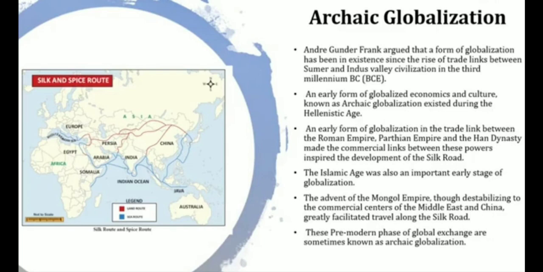Okay. This archaic globalization was also an important early stage of globalization. So during this, the Islamic golden age was introduced. Okay, the advent of the Mughal emperor destabilized the commercial centers of the Middle East and China. Between two regions, the Middle East and China only, the trade happened through this Silk Road. Okay.